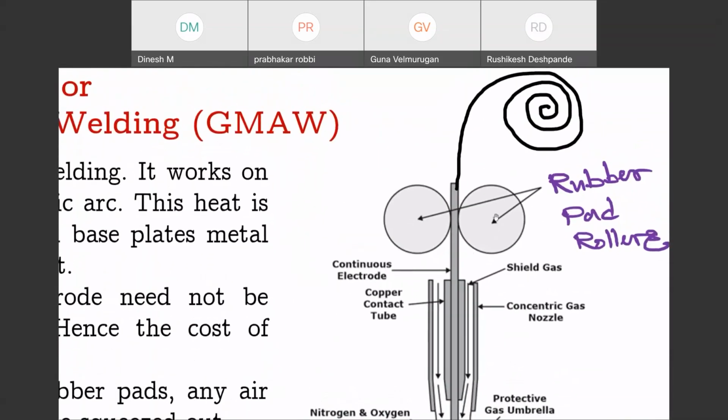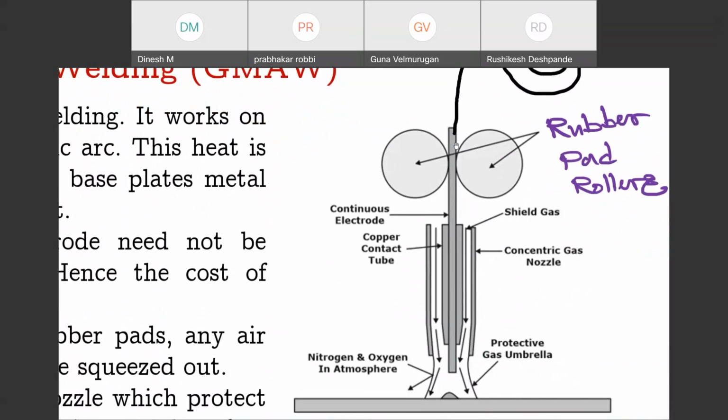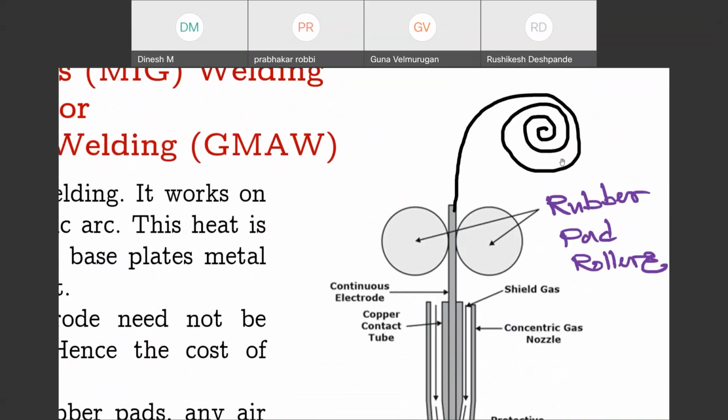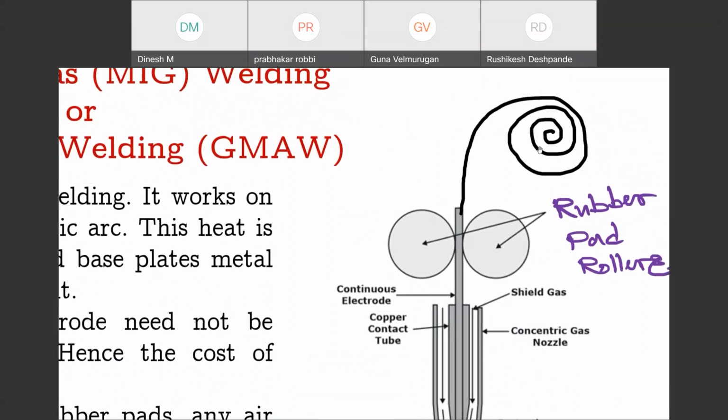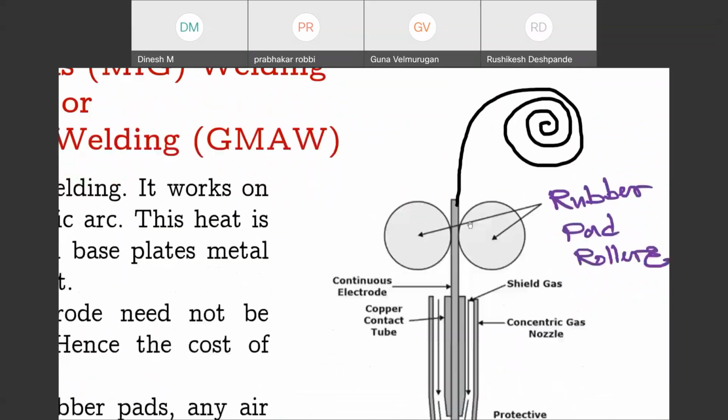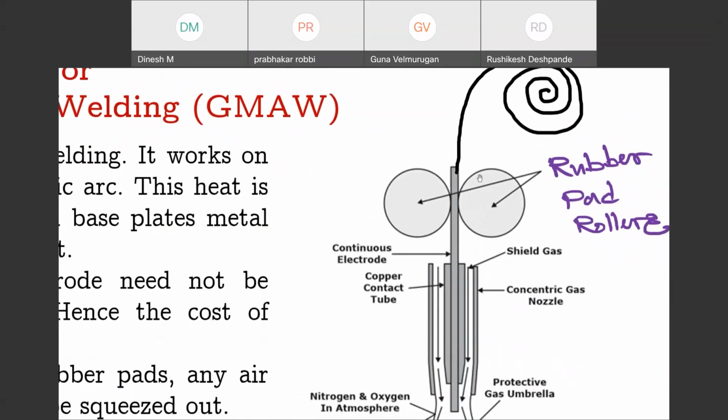Okay, so it's nothing but the electrode is consumable. The electrode is a wire now, a big wire wound onto a spool, and that wire is passed through two rubber pad rollers. Why is it passed? Because if there are any impurities on the surface of the wire or electrode, those will get squeezed. The air particles and other impurities will be removed by squeezing the electrode in between two rubber pads, right?